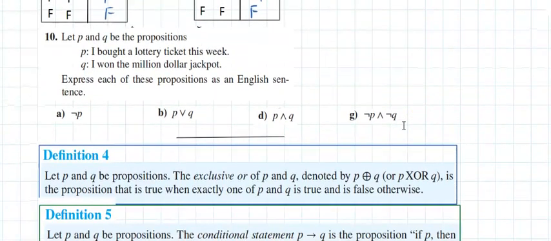Example 10 states, let P and Q be propositions. P is the proposition that I bought a lottery ticket this week. Q, I won the $1 million jackpot. Express each proposition as an English sentence. So the negation of P, since P is I bought a lottery ticket this week, would be I did not buy a lottery ticket this week.